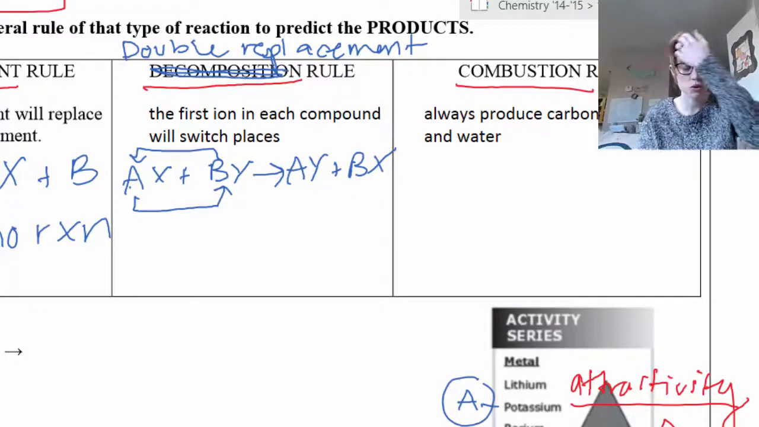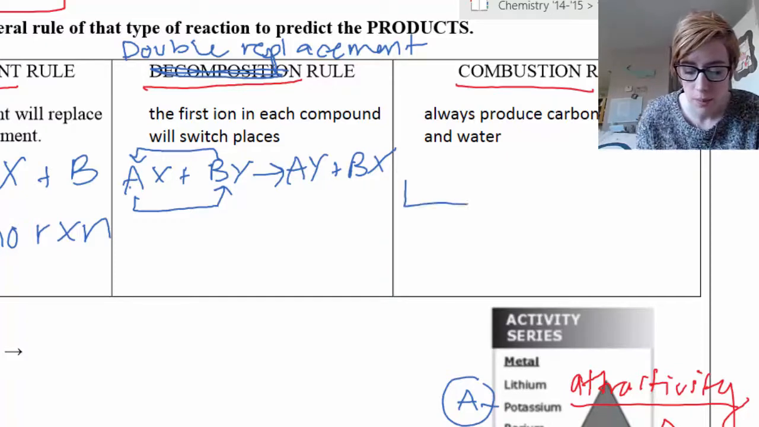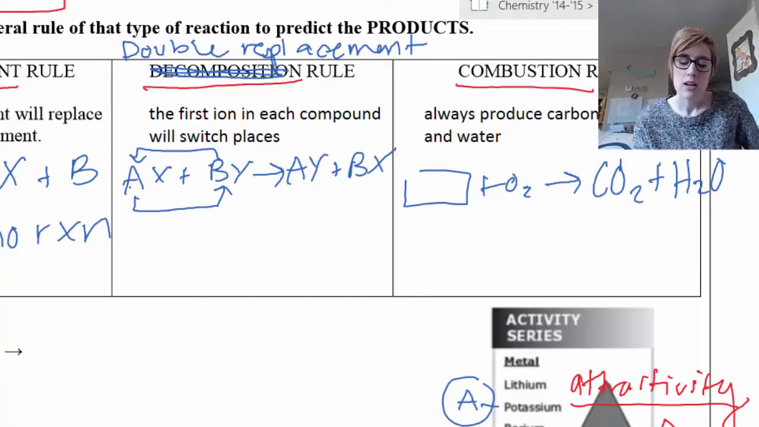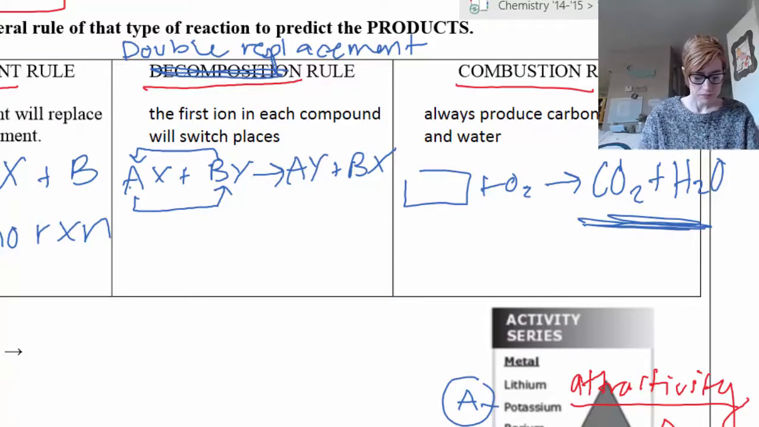The combustion rule is you'll have some compound here and then you'll have oxygen. So if you see something combining with oxygen, you know it's going to produce carbon dioxide gas, and it's going to produce liquid water, okay? Always. So these are always your products in a combustion reaction.